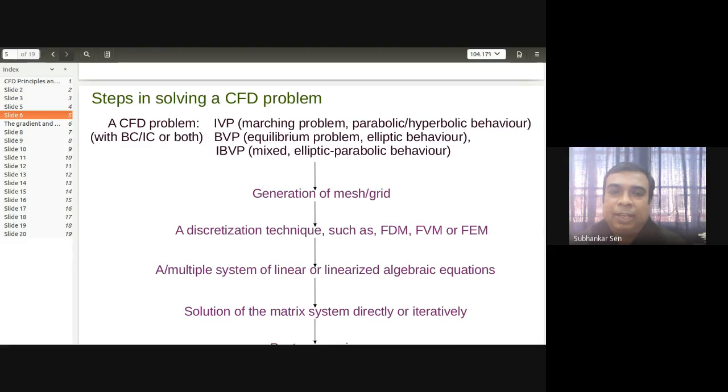Boundary value problem we solve in a closed domain. In initial value problem, we solve it in an open domain. By open domain, what do we mean? We shall discuss it. In boundary value problem, we need a closed domain, so boundary conditions must be specified at the boundary of the computational domain. Such problems are known as equilibrium problems or jury problems. These boundary value problems show the elliptic behavior. What is the meaning of parabolic, elliptic, hyperbolic? I shall discuss it. And then there are mixed types, elliptic and parabolic behavior.